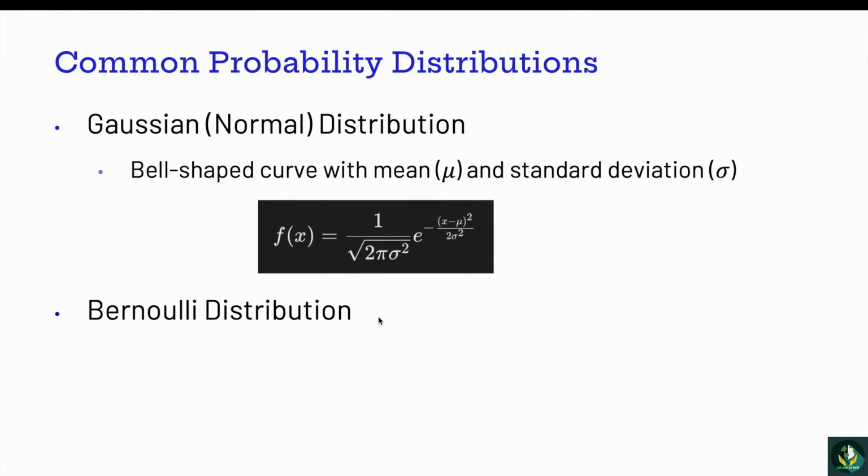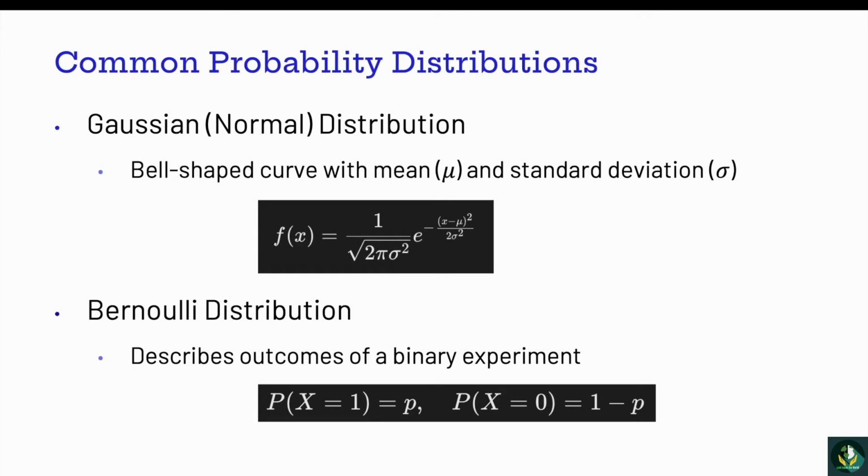Next thing, we're going to look at Bernoulli distribution, which describes outcomes of a binary experiment. For example, you can think of it as a coin toss. So the formula for that is P(X=1) = p, P(X=0) = 1 - p. So this is the Bernoulli distribution.